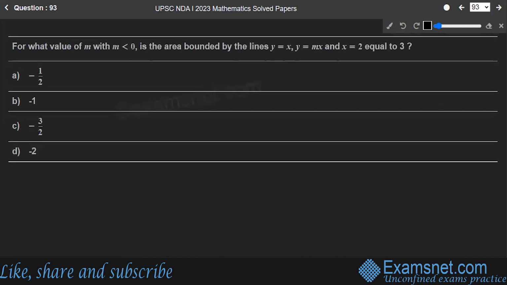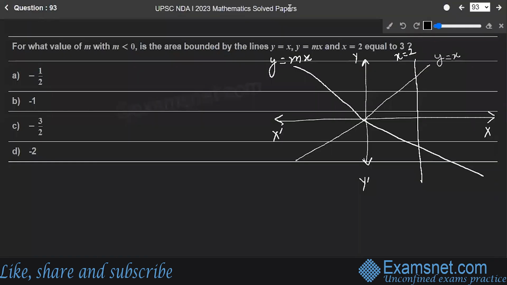Next is the 93rd question. It says, for what value of m, with m less than 0, is the area bounded by these lines equal to 3. So let's plot the graph first to understand the problem. So this is the required graph. Now let's understand this. This is the x-axis. This is the y-axis. This is the line y is equal to x, this is the line x is equal to 2, and this is the line y is equal to mx, and this is the required triangle.